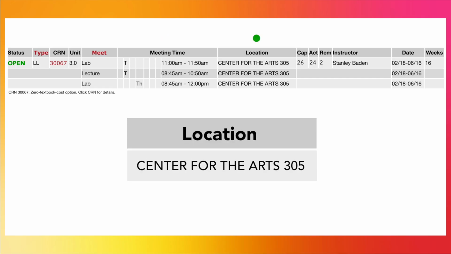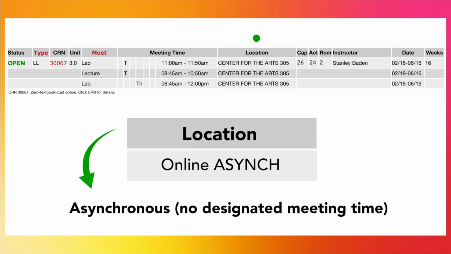The location box tells you where the class will meet. You could see a building and room number for classes that meet in person on PCC's main campus or one of PCC's satellite campuses. You may also see online async. This is a class with no designated meeting time. We refer to this as asynchronous. If you enroll in an asynchronous course, you'll get more information about accessing lecture recordings and other materials when you get started. Generally, you can still interact with instructors and classmates on Canvas, but this course will not have a mandatory meeting time that conflicts with other classes.